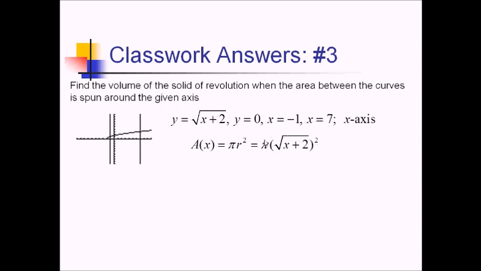And yeah, that really is just pi times x plus 2. But I'm not going to bother writing that because I'm about to put all this in my calculator anyway. So my volume then is going to be the integral from -1 to 7 of A of x dx. And now it's time for the calculator.